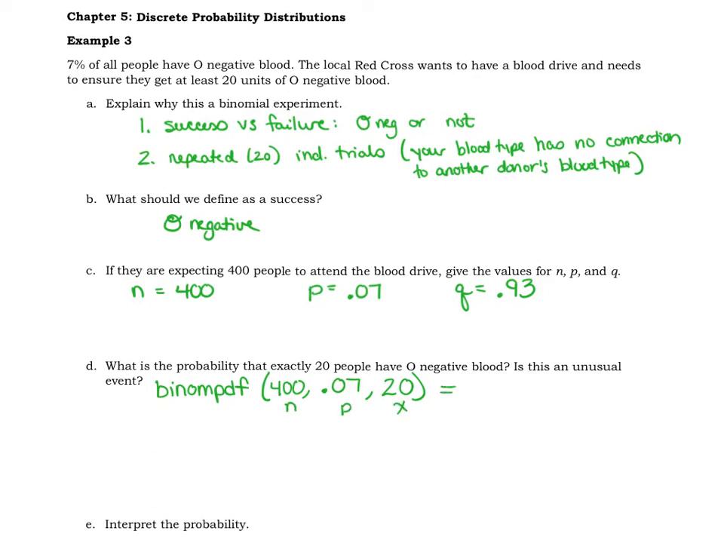All right, so when you do that, you should get 0.023 as your answer. The next question says, is this an unusual event? Again, we've got 3 methods for telling, but here we have a probability. So we're going to use that: is it less than 5%? If it is, it's going to be considered unusual. Well, in this case, since the probability that X is 20 is less than 0.05, this is an unusual event.